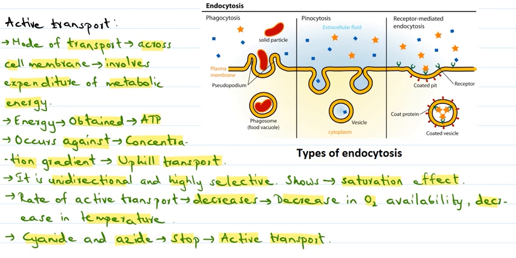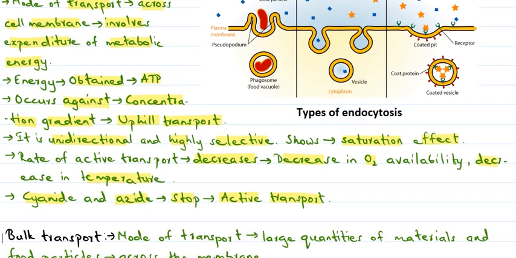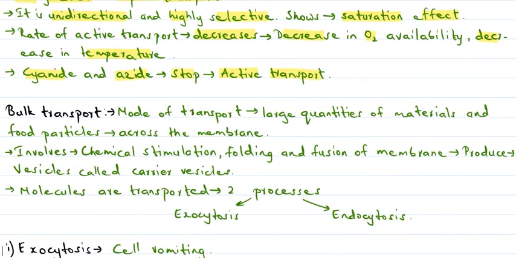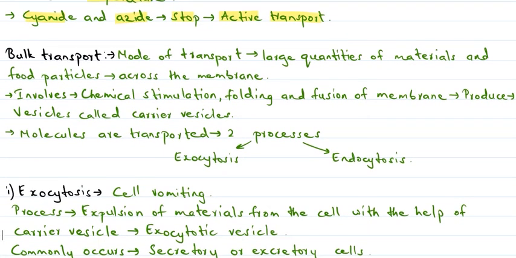When the concentration of transportable solute is increased, the rate of transportation also increases, but as the concentration of the solute decreases, the rate of transport also comes down. So this was about the active transport mechanism. Then we discussed bulk transport. Bulk transport is a mode of transport in which large quantities of materials and food particles are transported across the membrane.